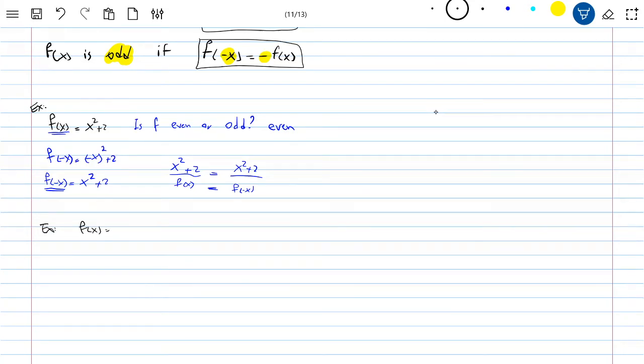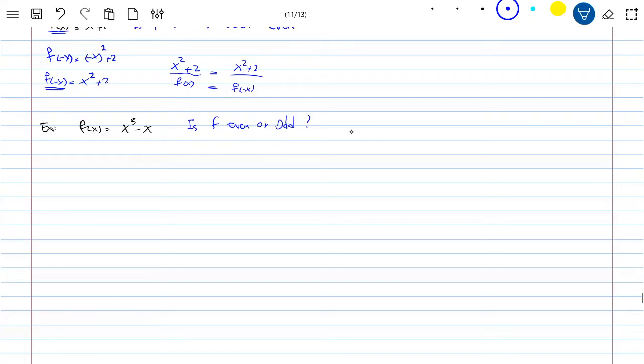f of x is given as x cubed minus x. And they ask you, is f even or odd? We want to check to see, is it even or odd, or neither. Sometimes it's neither. Okay. So what do I need to calculate? I'll calculate f of negative x. Replace negative x for x every time you see x. Minus negative x. What do you get?